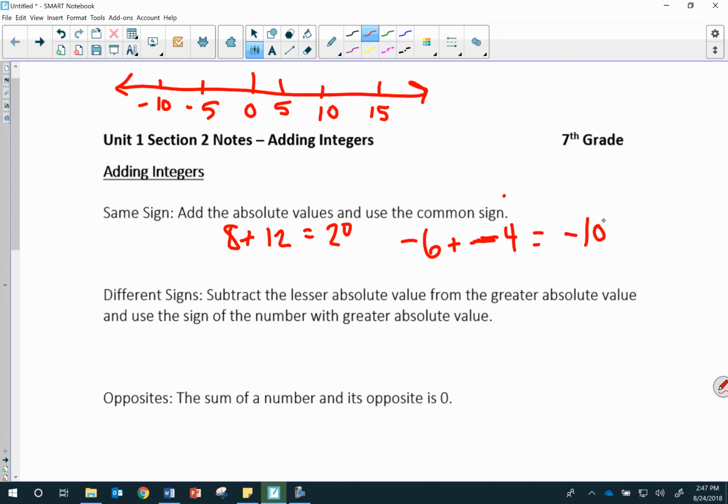If we have an example, such as 5 plus -8, and our signs are not the same, this is where we can't just add them. We need to think about subtracting the lesser absolute value, which in this case would be 5, from the greater absolute value, which in this case would be 8, and then we're going to take the sign of the greater absolute value. So 5 plus -8, we're going to subtract 5 from 8 to get 3, and we're going to take the sign of the 8 because that's the greater absolute value, so our answer is -3.